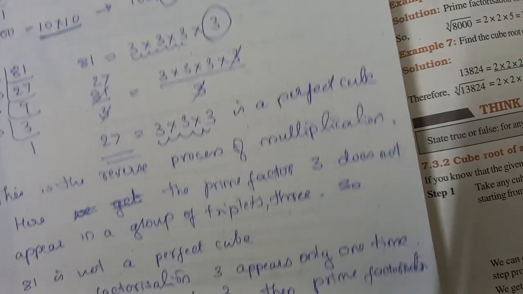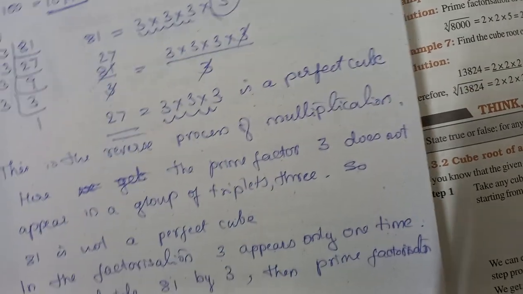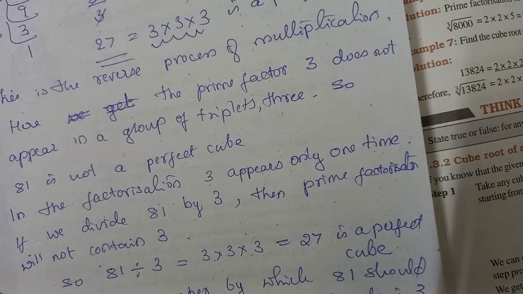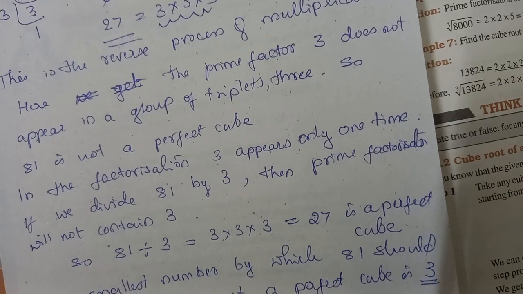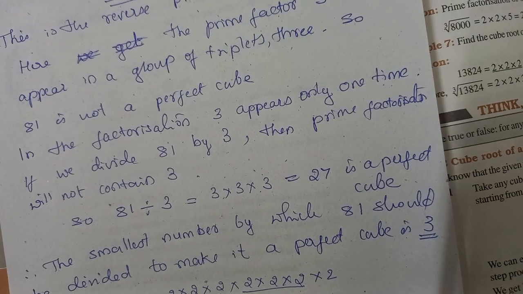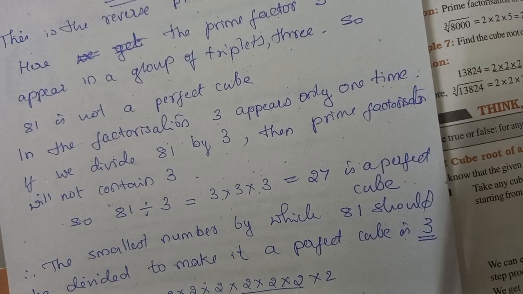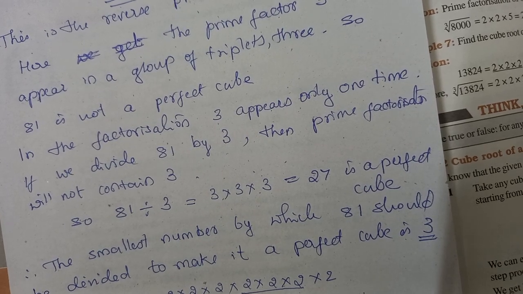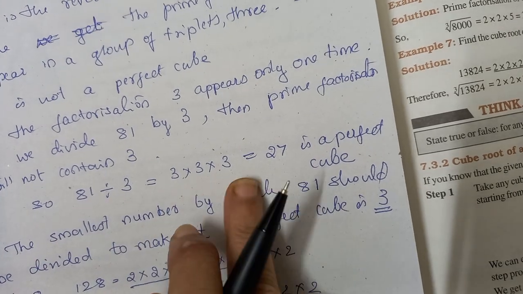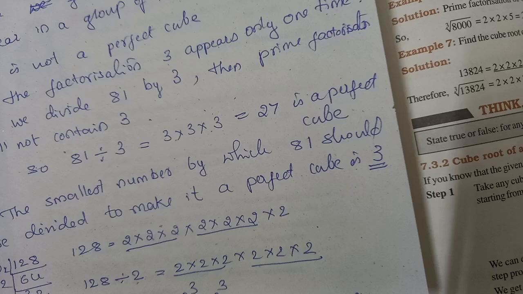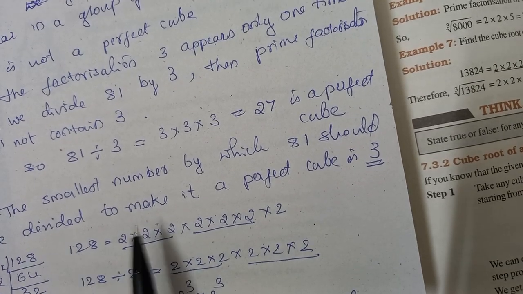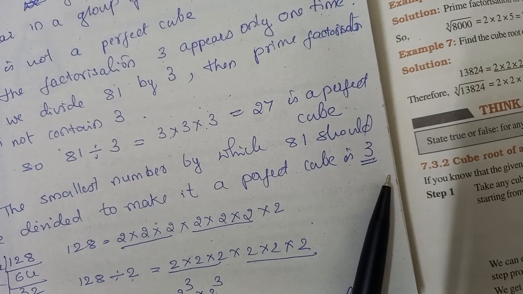Got it? This is the reverse process of multiplication. Here, the prime factor 3 does not appear in a group of triplets. So, 81 is not a perfect cube. In the factorization, 3 appears only one time. If we divide 81 by 3, then the prime factorization will not contain the extra 3. So, 81 divided by 3 is equal to 3 into 3 into 3, which is 27, a perfect cube. Therefore, the smallest number by which 81 should be divided to make it a perfect cube is 3.